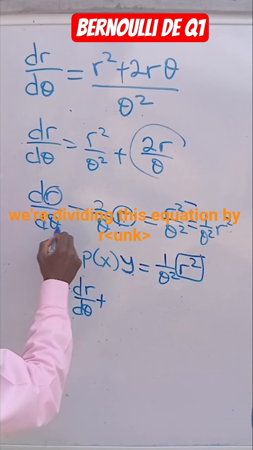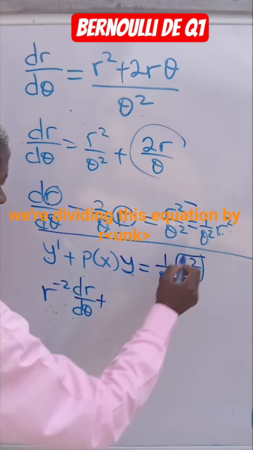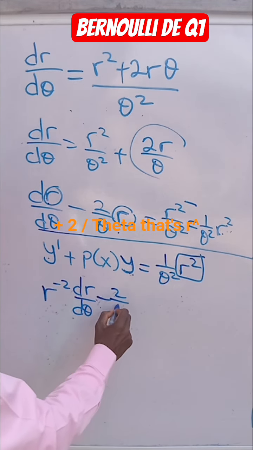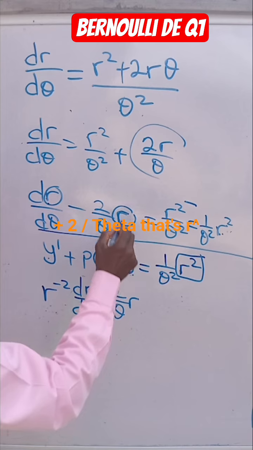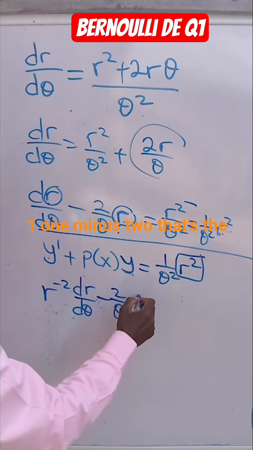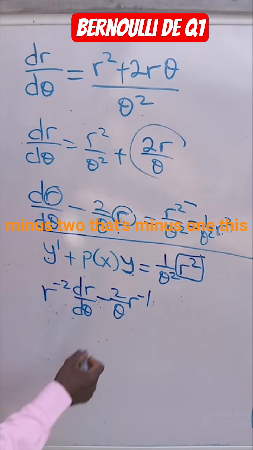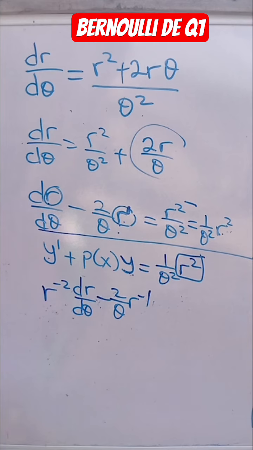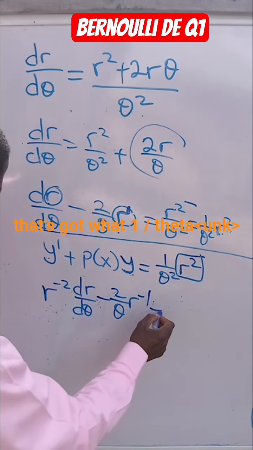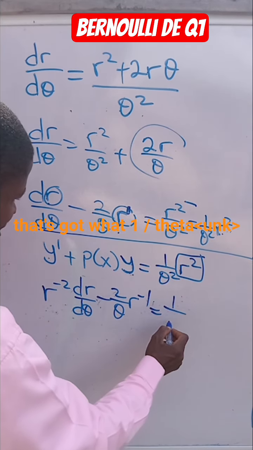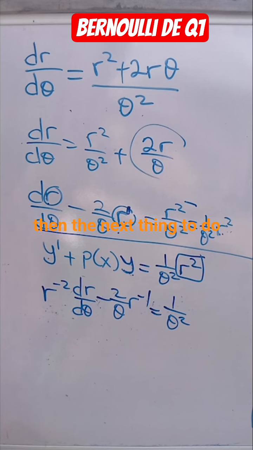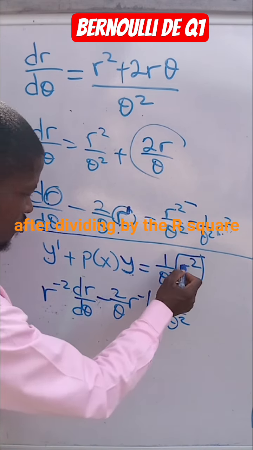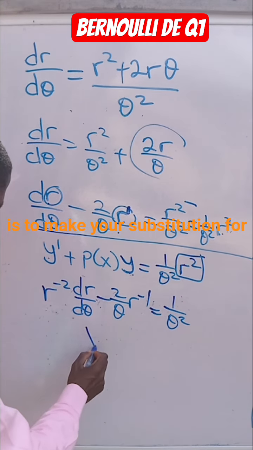We are dividing this equation by r squared, plus 2 over theta, that's r to the power 1 minus 2. That's the minus 2, that's minus 1. This one is having power 1, so 1 minus 2, that's minus 1. And that's equal to what? 1 over theta squared.